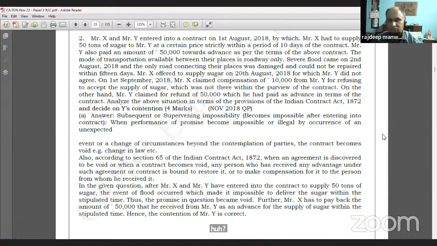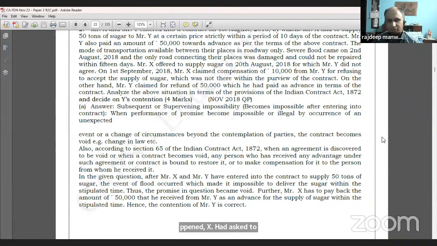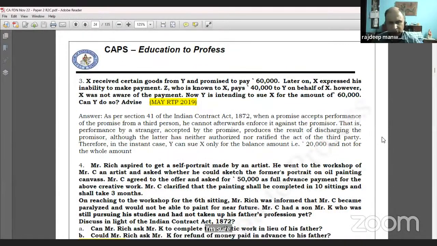Subsequent supervening impossibility occurs when, after entering into a contract, performance of the promise becomes impossible or illegal by occurrence of an unexpected event or a change of circumstance beyond the contemplation of the parties. The contract becomes void. See what happened: X had agreed to supply some goods, and Y had paid him in advance, but he could not supply the goods because of the floods. So Y has cancelled the contract and is now asking back for the money. He can get back the money, right? Got it or no? That's what it means. Got it, all of you? Anything you want to read? Keep reading quickly.